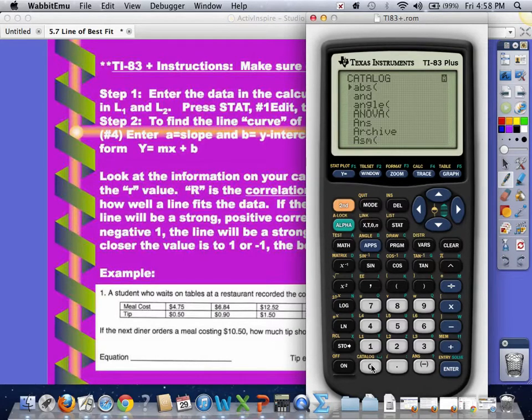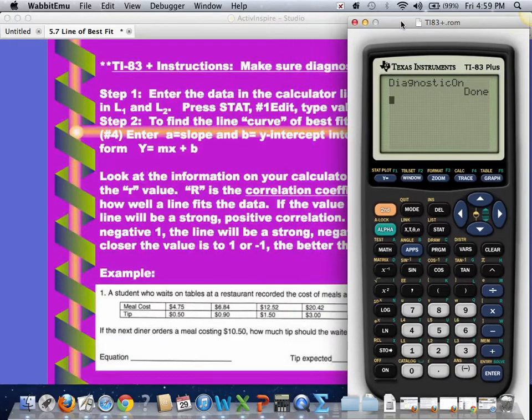Second catalog. All right, so you want to scroll down to diagnostic. It's alphabetical order, so it may take a few minutes. Diagnostic, and you see this one that says diagnostic on. You want to click on that, hit enter, and then hit enter. And when it says done, then it means it's on. Okay, so now you're ready to roll. All right, so you need to have that on your calculator at all times when you're doing this work.